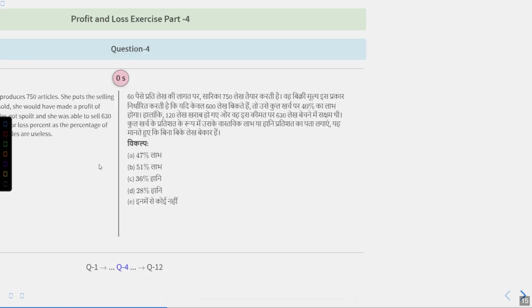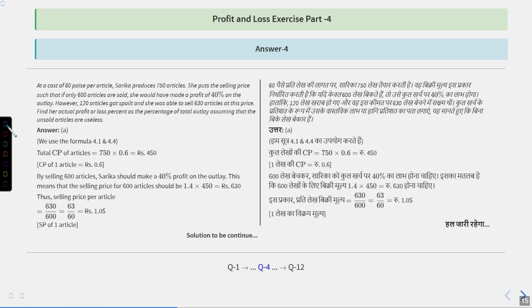Now time's up. Let's see the solution. Now we are using formula 4.1 and 4.4. According to the question, the total CP of the articles will become 750 multiplied by 0.6, because 60 paise is 0.6 rupees. So total rupees become 450. So we can calculate the total cost price. Clear?